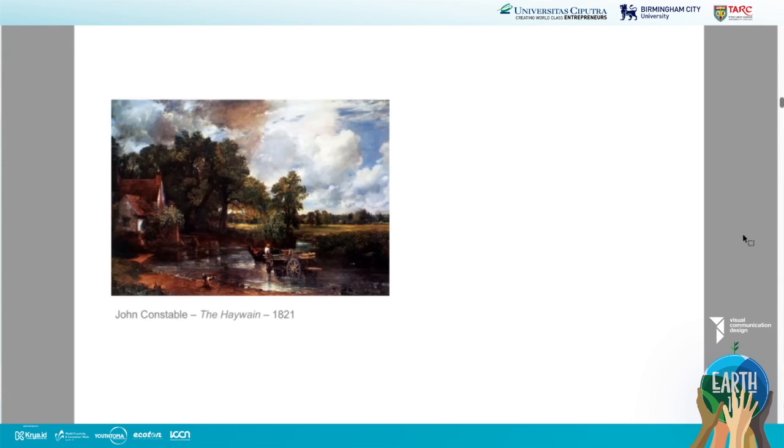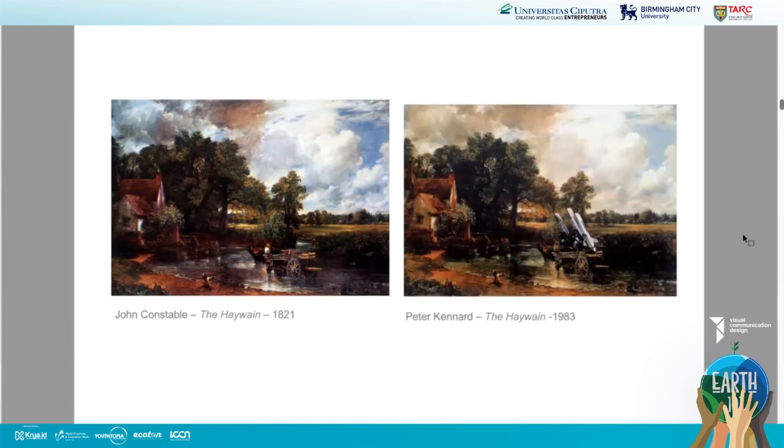If it's reused, and it is here, it's reused by a man called Peter Kennard. And all he's done is a piece of collage. So he's cut out some weapons, in this case, cruise missiles, and he's put them onto the Hay Wain. And then he's rephotographed this and produced this piece of work. This is quite important. This is a piece of political art.